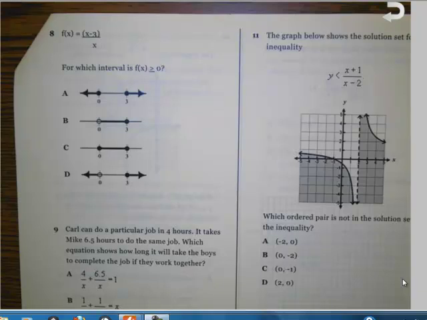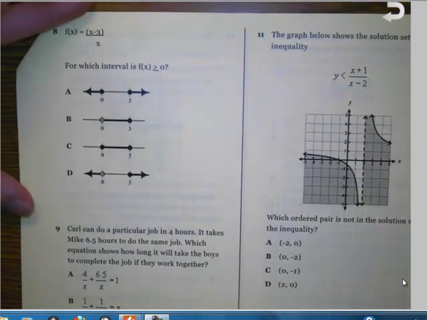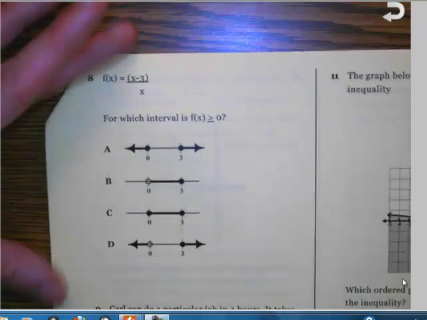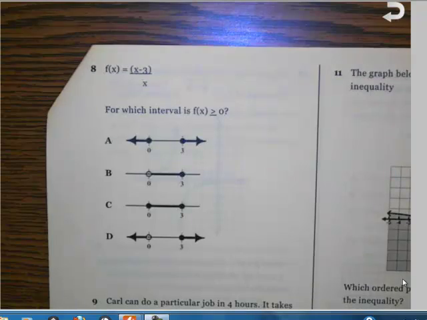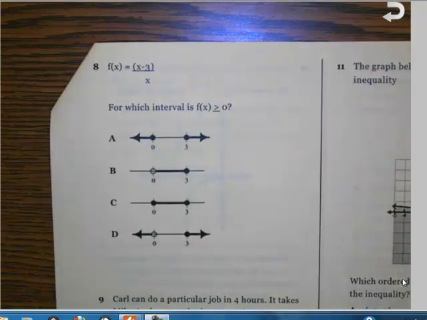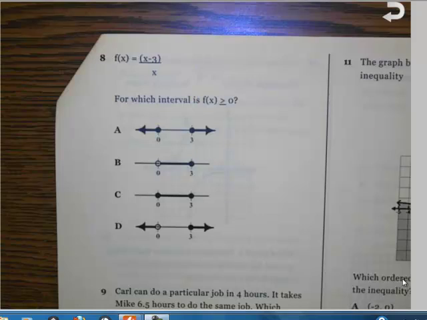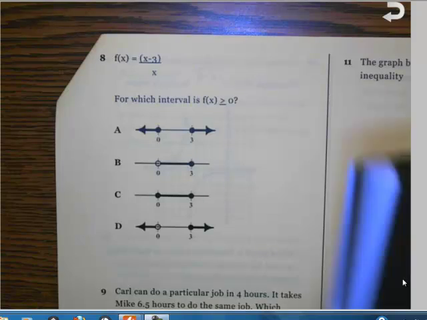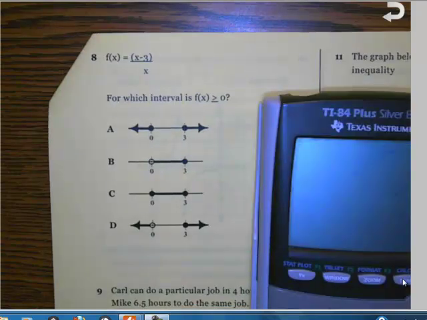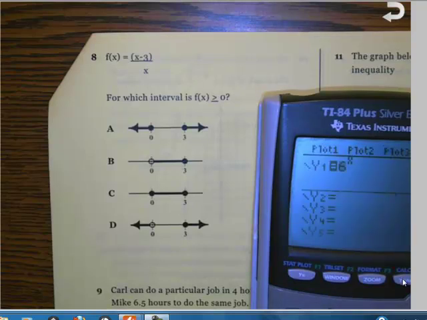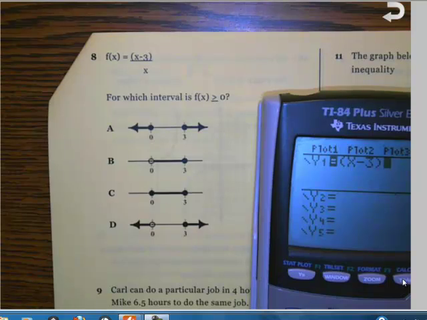Okay, now we're taking a look at the third page. If we look, we're being asked to find the interval at which the function is greater than 0. Now, the most expeditious way of doing this is just to plug it in on the calculator. You already know a few things already. So you're going to say, okay, this is x minus 3, and you're dividing it by x.